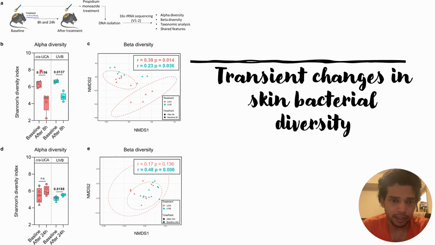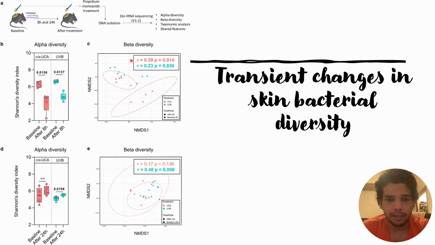What they are able to see in the case of alpha diversity is a significant change after 8 hours. So the baseline is not 8 hours, I have mistaken that. The baseline is before the treatment. Compared to the baseline, they can see a decrease in the Shannon diversity index for cis-UCA treated mice and also for the UVB exposed mice.